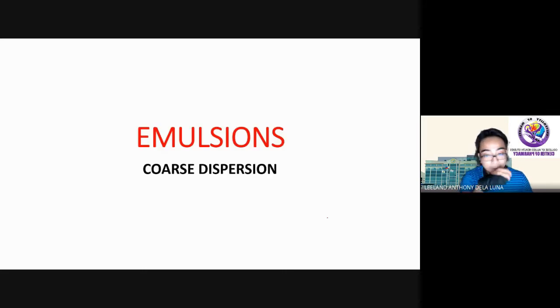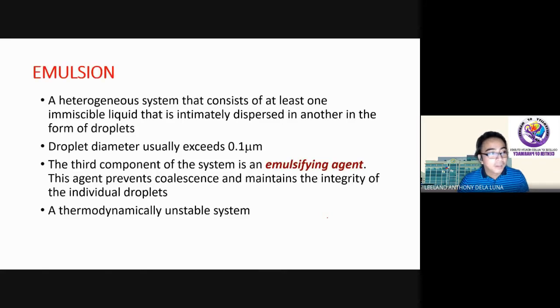Alright. Now, this time, class, let's talk about emulsions. This one is a bit longer. An emulsion, class, is basically a heterogeneous system, again, that consists, this time, whereas a suspension earlier had insoluble solids, of at least one immiscible liquid. So hence class, what is the usual combination of an emulsion? What kind of liquids? It's the combination of an oil and a water.